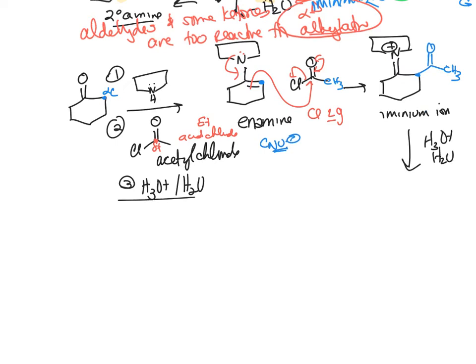You can do this in your separatory funnel. It will hydrolyze the iminium ion, so you get your ketone back. So you get your nice little ketone back. Now notice, let's look at this product. What is this product? You might want to get this in your reaction sheets. This is a beta keto ketone.